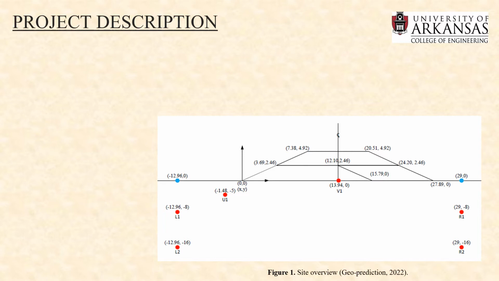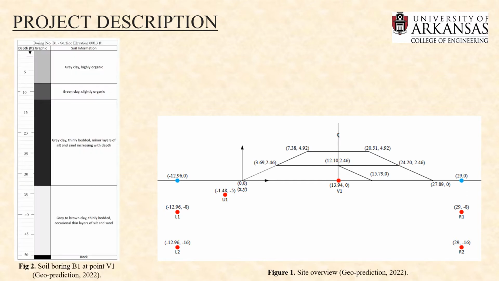So starting with the project description of this competition, we are given a sand and gravel embankment that was constructed in three stages on a saturated clay soil. The soil profile at the center line of the embankment is displayed in figure number 2. We have abundant highly organic clay and very soft clay at 50 feet below the ground surface, and the water table is at 2 feet, so most of the clay is saturated.